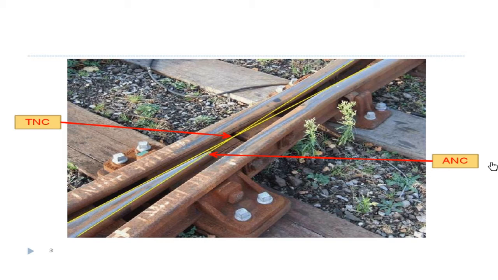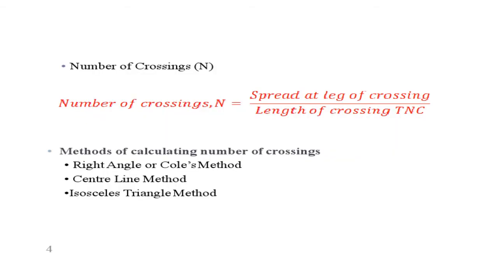Now when you're doing the calculations, all the calculations are made from the theoretical nose of crossing and not the actual nose of crossing. Now coming to the number of crossing, it is denoted by the letter N. N is defined by an expression: spread at the leg of crossing divided by the length of crossing from the TNC. I have told you that all the calculations are done on the basis of the theoretical nose of crossing.